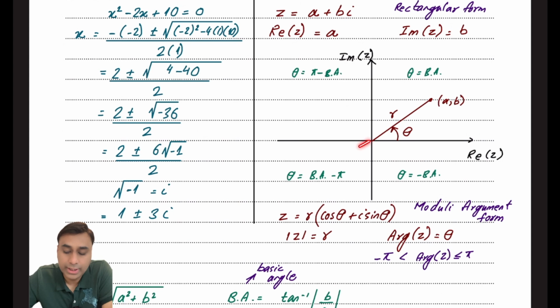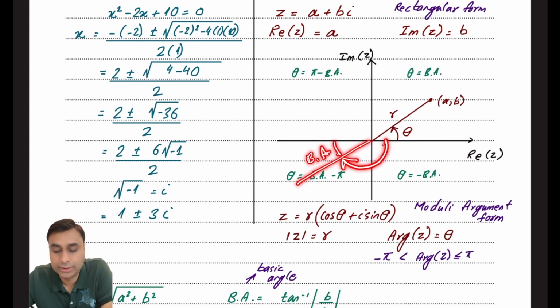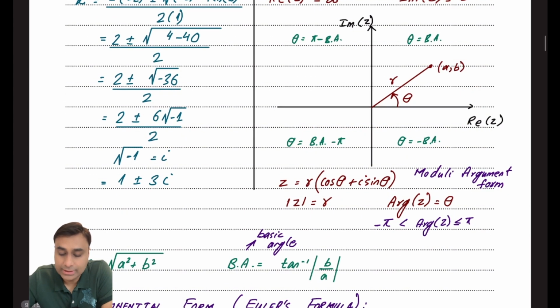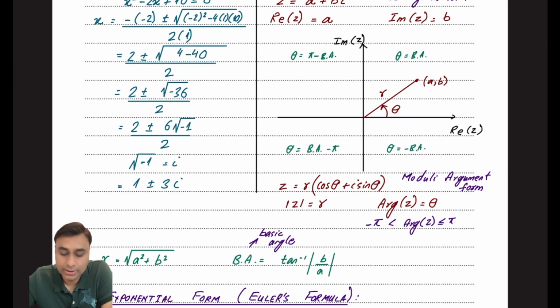And if you want it in the third quadrant, you will get the basic angle, and then the argument is going to be basic angle minus pi to get yourself the overall argument from the positive real axis. So this is how you can represent all the complex numbers into their moduli argument form.